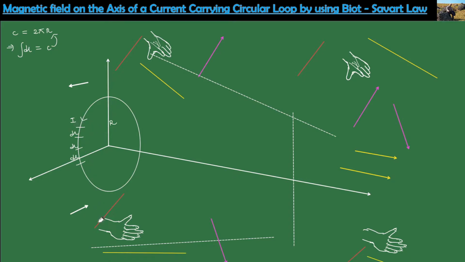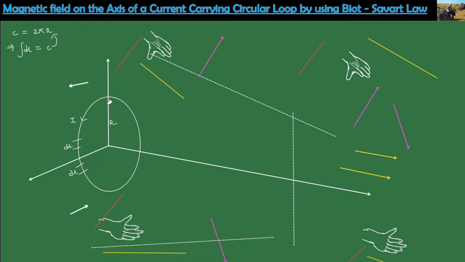Over here, let I be the current flowing through that coil, and across this coil we can construct many current elements. So we can consider many current elements. Those are our current elements, and from here, this is also a current element.